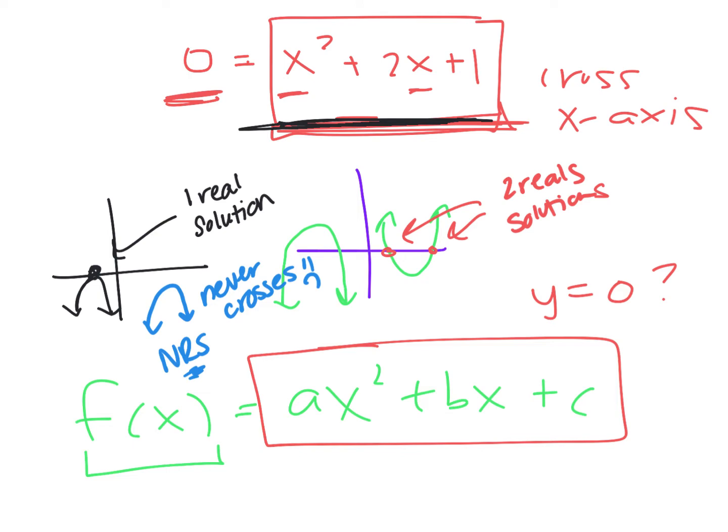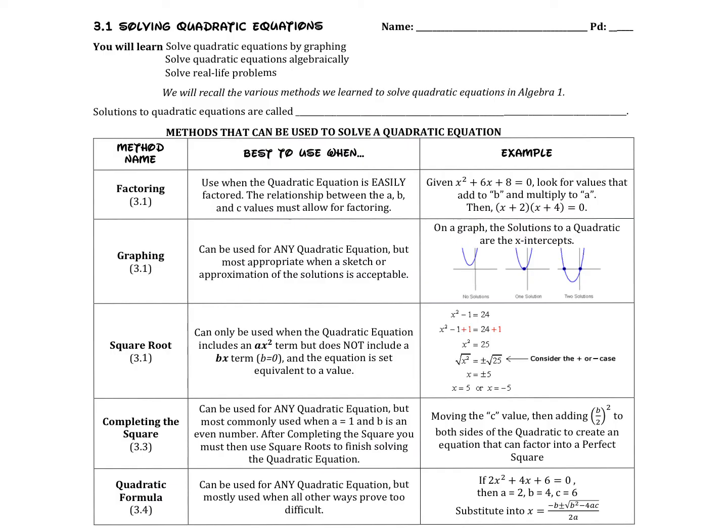So let's look at the different methods that we can use to solve a quadratic now that we have an understanding of what a solution is. Again, a lot of this, or all of this, should be a review from Algebra 1. In this video, we're going to focus on solving quadratics by graphing, solving them algebraically, and specifically we're going to focus on factoring and using the square root method. And then we're going to extend this a little bit and solve some real life problems.